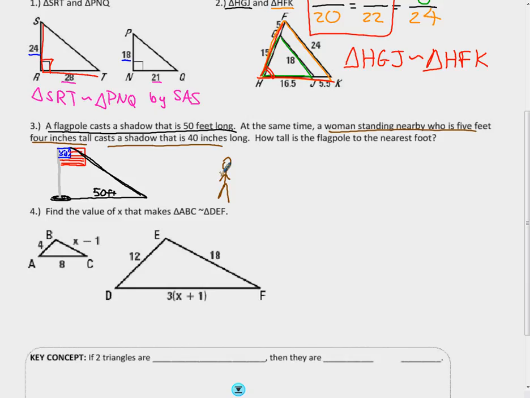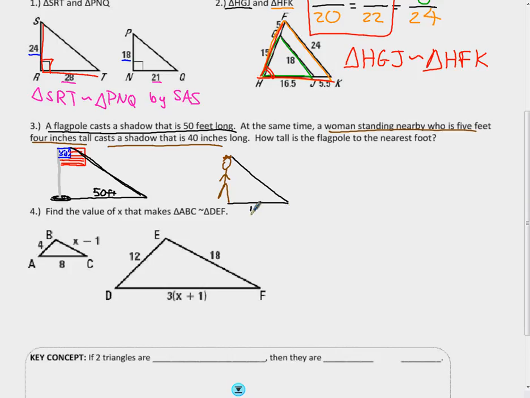So there's my lady, which obviously is very large compared to the flagpole, but we're not really drawing to scale here. She casts a shadow. That's how big? 40 inches. How tall is she? 5'4".